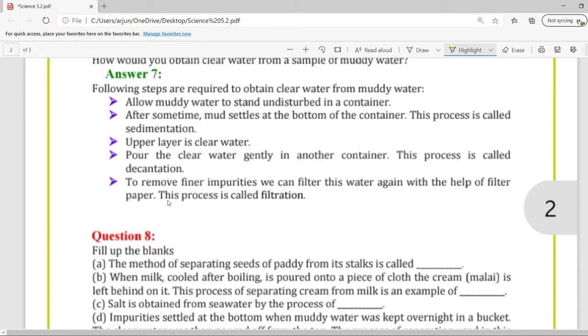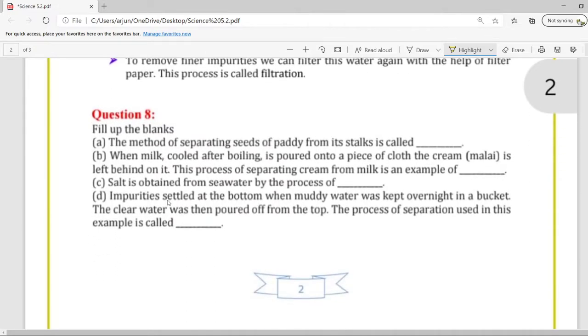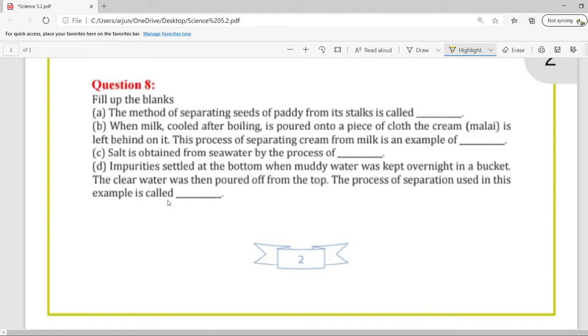After some time, mud settles at the bottom of the container. This process is called sedimentation. The upper layer is clear water. Pour the clear water gently into another container. This process is called decantation. To remove finer impurities, we can filter this water again with the help of filter paper, and that process is called filtration.